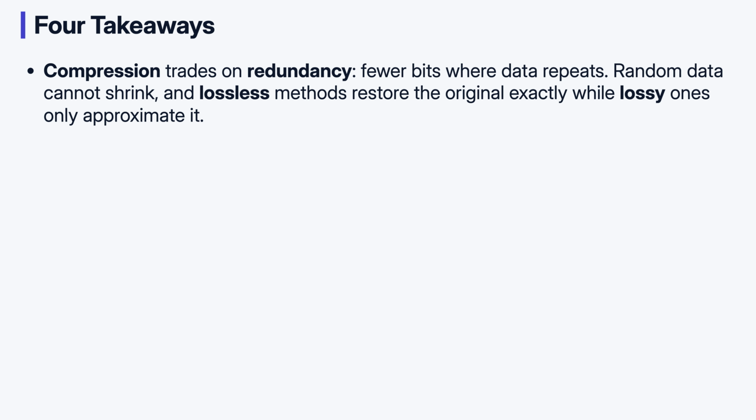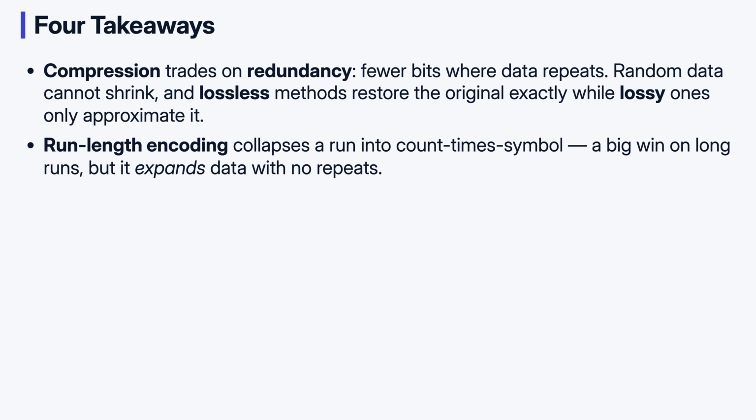Let's gather what this chapter gave you. 4 takeaways from this chapter. First, compression trades on redundancy. It spends fewer bits where the data repeats. Truly random data cannot be shrunk, and lossless methods restore the original exactly, while lossy ones only approximate it. Second, run length encoding collapses a run into a count times a symbol. It wins big on long runs, but it expands data that does not repeat.